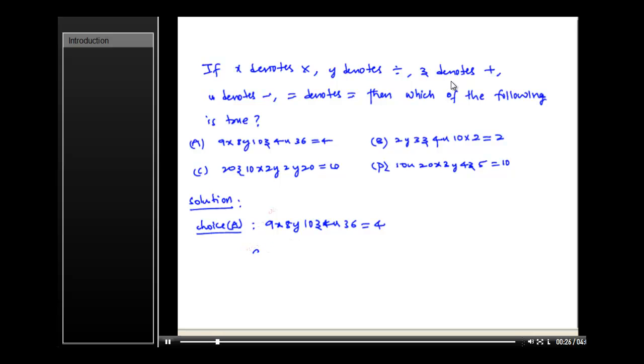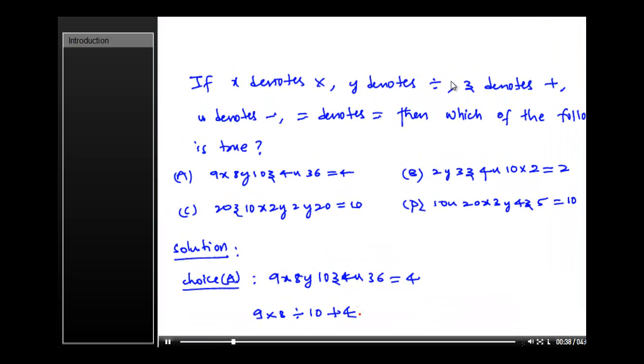This expression turns out to be 9, X means into, 8, Y means divide by, 10, Z means plus 4, U means minus 36 is equal to 4. This implies on applying the BODMAS rule we get 9 into 8 divided by 10, it will be 0.8 plus 4 minus 36 is equal to 4. Clearly, in the LHS we get a decimal value because 9 into 0.8 will be decimal, added to a whole number is again a decimal, again subtracted from a whole number is again a decimal number. Therefore, LHS is a decimal number, RHS is a whole number, which is a false statement.